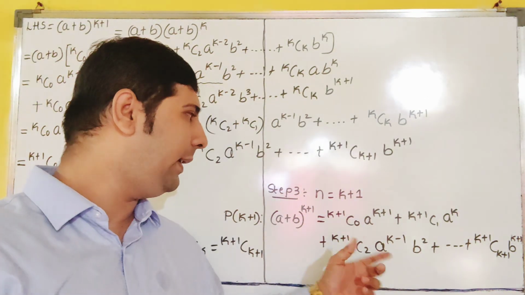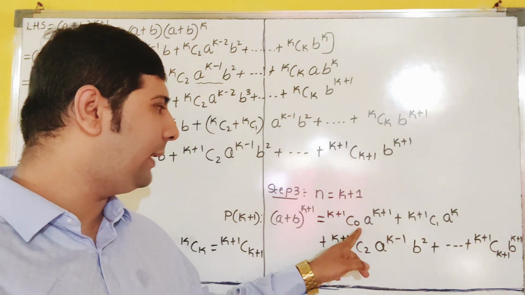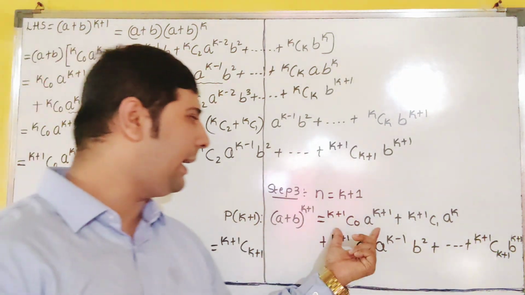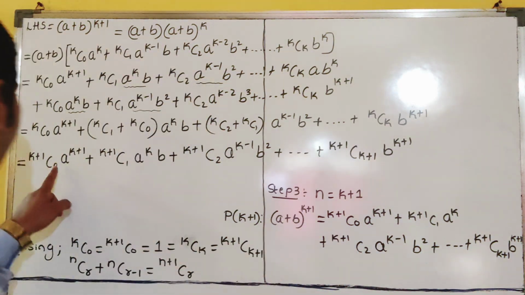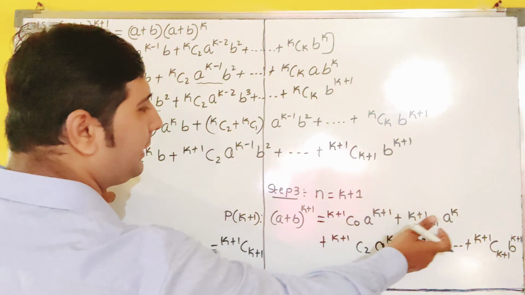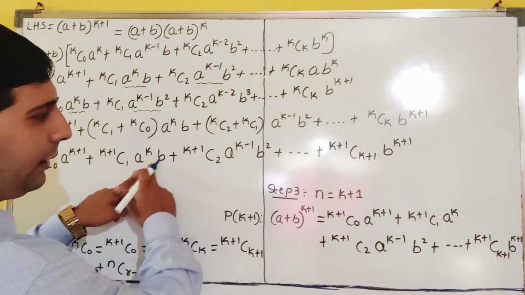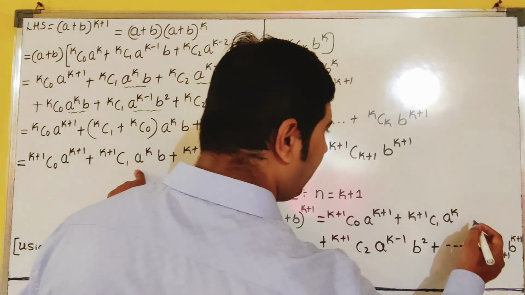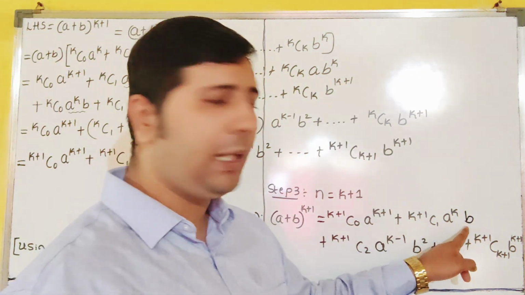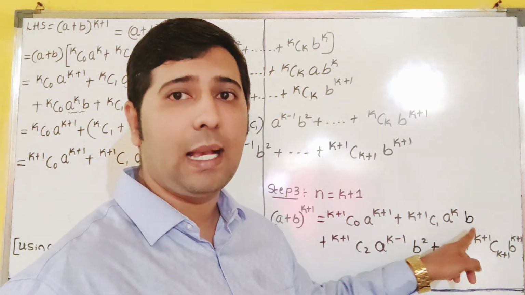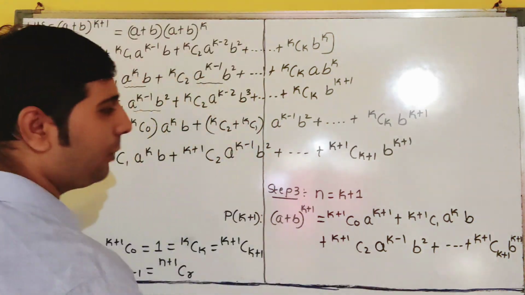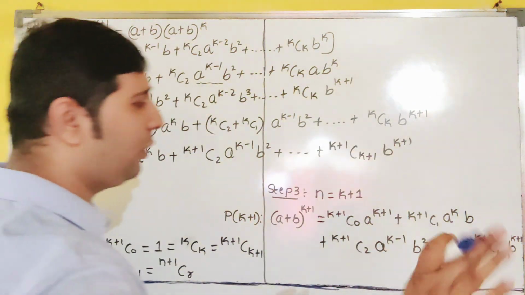RHS, see. K plus 1 C0. LHS is this, LHS you have taken this. RHS you see: K plus 1 C0 a raised to k plus 1, K plus 1 C1 a raised to k. Oh, into b is missed, I think. I have not written it, I am sorry. Please copy this, b has been missed in the last. So here b square, here b will come. I missed it. So b is there, 100% b is there. Don't worry.